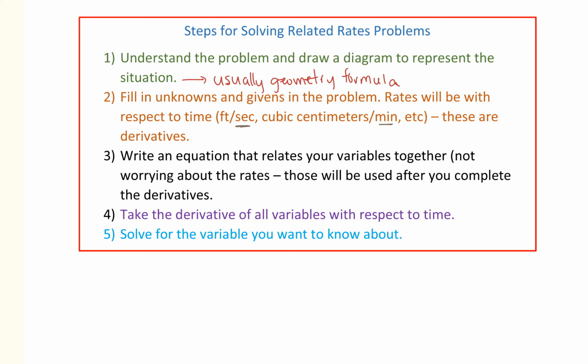Another thing you should make note of is the numerator should match what you're taking the derivative of. So cubic centimeters is a volume, so this is a change in volume with respect to time. This could be a height, a radius. These will definitely be derivatives. And then you're going to write an equation that relates your variables together. Don't worry about the rates; those will be used after you complete the derivatives. Then you're going to take the derivative with all variables with respect to time, and solve for the variable you want to know about. So we're going to do a couple problems in today's lesson and a couple more, maybe more complicated ones, in tomorrow's lesson, and you guys will get plenty of practice in class working on related rates.